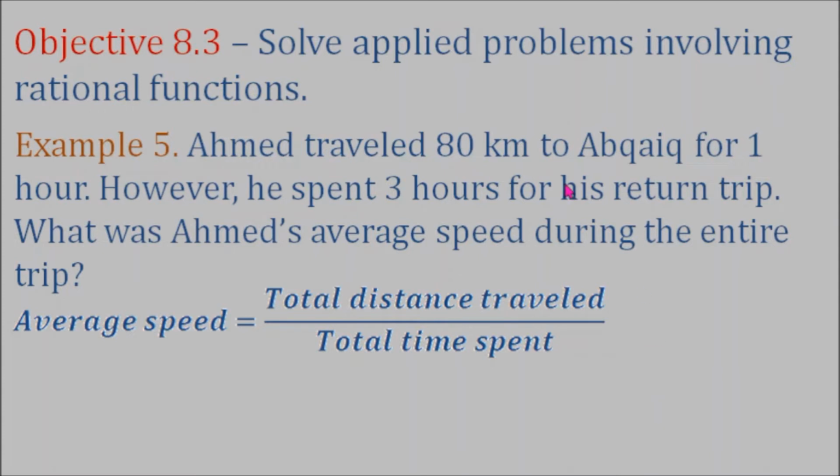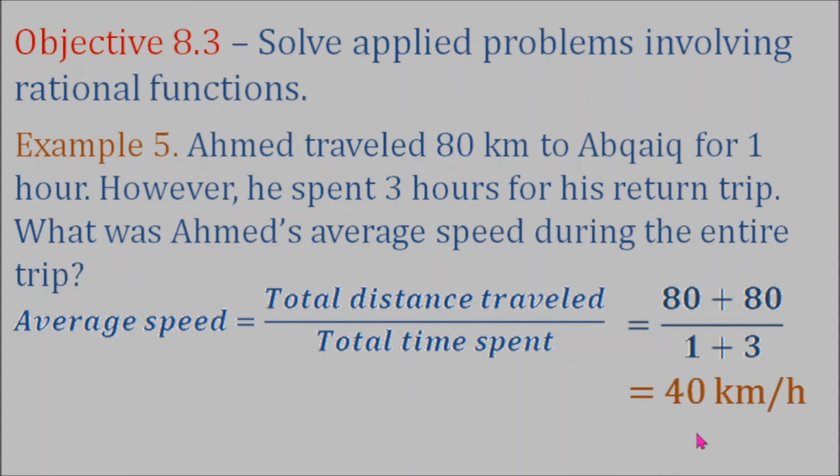Going to Abqaiq is 80 kilometers. Then the return trip is also 80 kilometers over time spent going to Abqaiq is 1 hour, and the return trip is 3 hours. So we have 80 plus 80 over 1 plus 3. So that's 160 over 4. And 160 divided by 4 is 40. So the answer is 40 kilometers per hour.